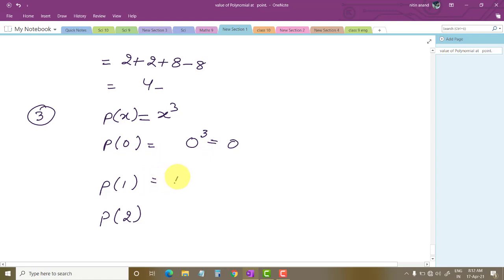P(1) means 1 cube, and 1 cube means 1. P(2) means 2 whole cube, and 2 cube becomes 8. This is our answer. Clear?